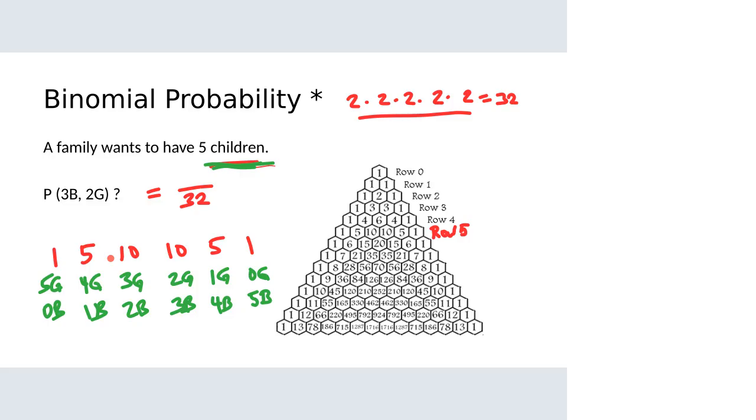Now we just have to find our successes. 3 boys and 2 girls, so we just have to find that. 3 boys and 2 girls, that's right here. That's the only place in all of my outcomes listed where I have 3 boys and 2 girls. So there are 10 successes out of 32 outcomes. So the probability of getting 3 boys and 2 girls is 10 out of 32.